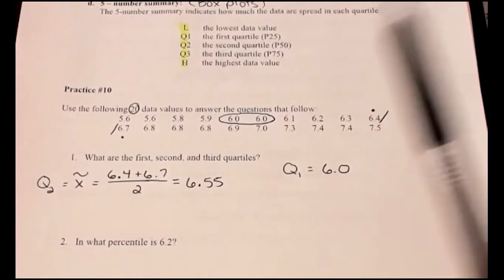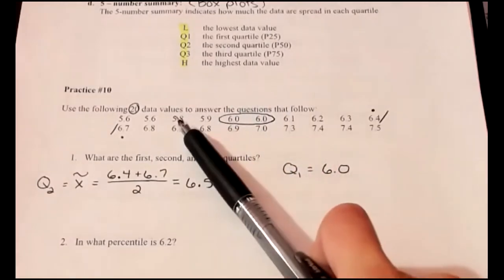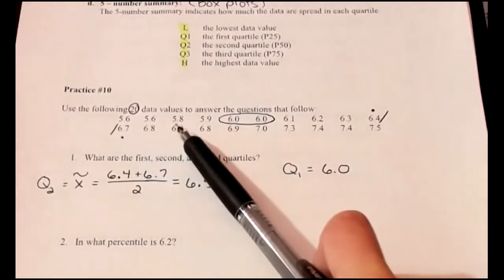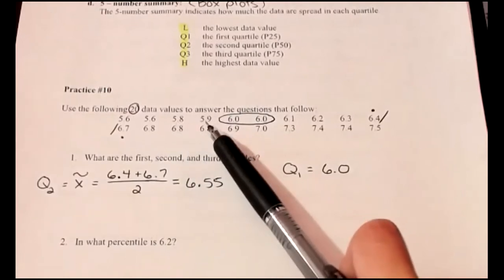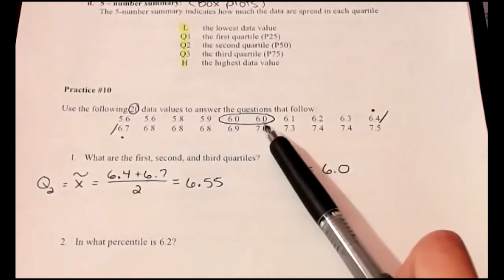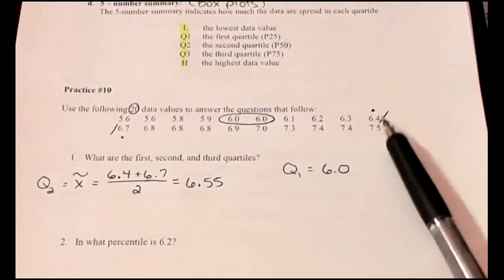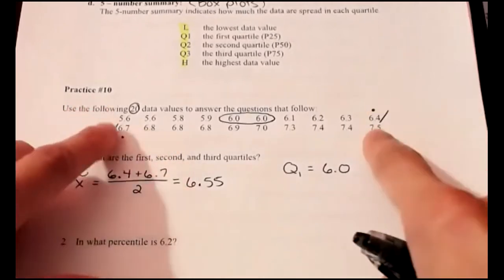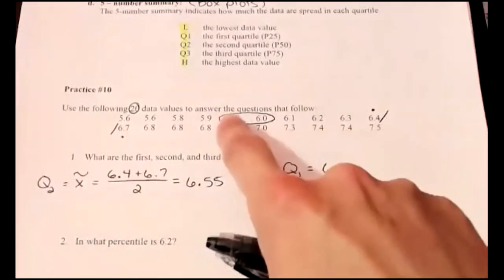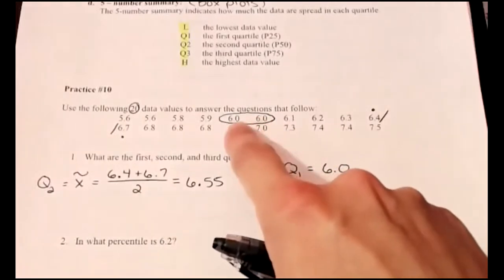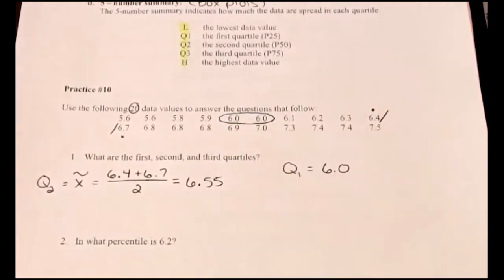And here's how I can prove that. If we had, for instance, 5.6s, then we have 5.8, but then we see 5.8 again, 5.8 again, 5.8 again, and then 6.1, 6.2, 6.3, 6.4. If you had added those and divided by 2, you would not get that 5.8 value. Okay, all right. Thank you.